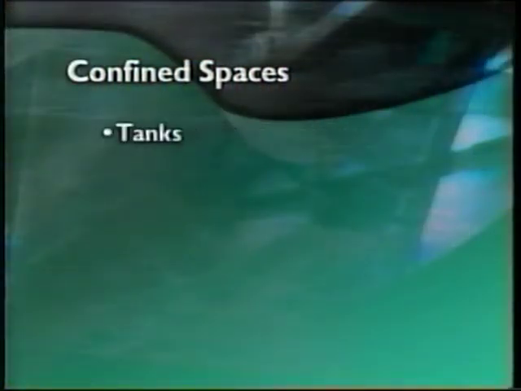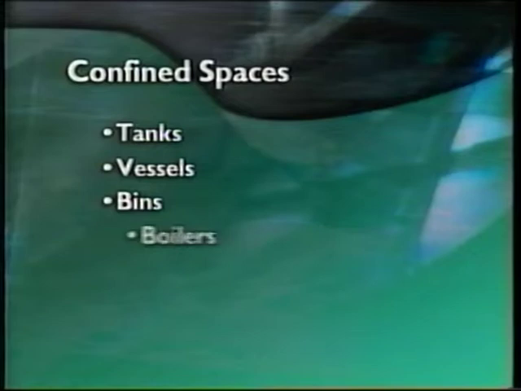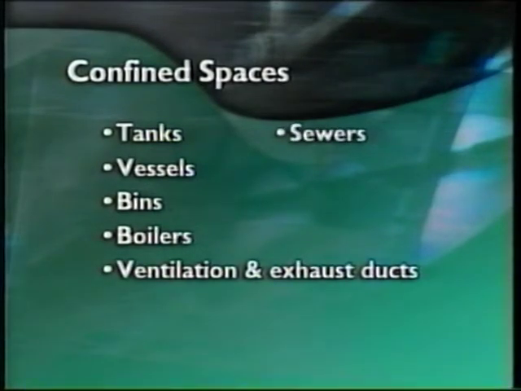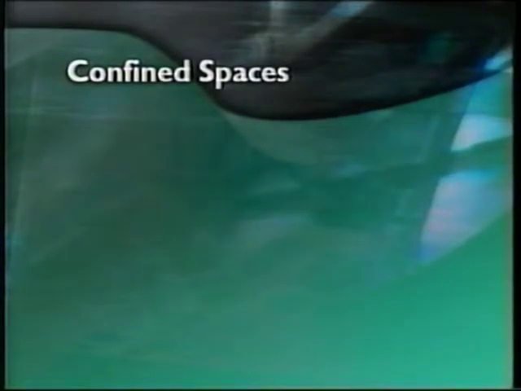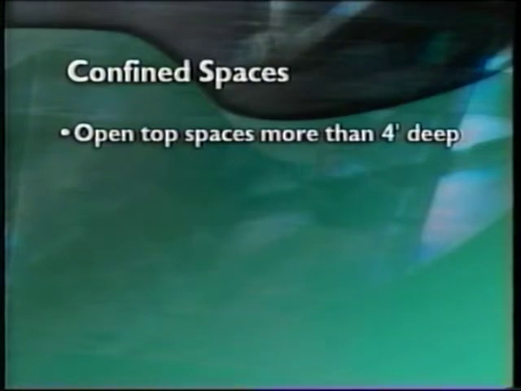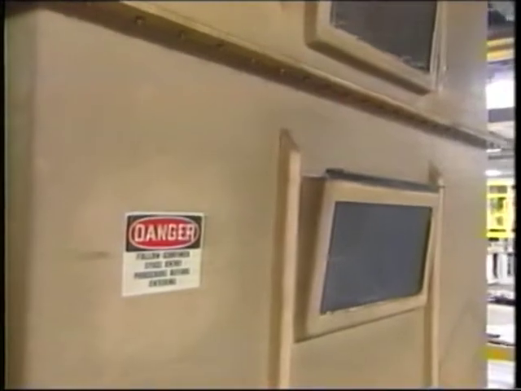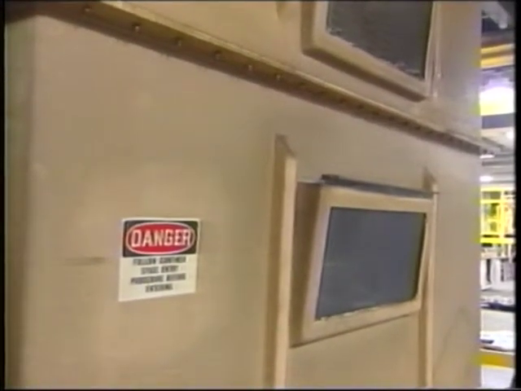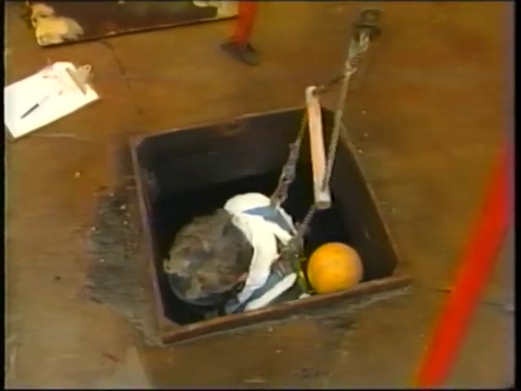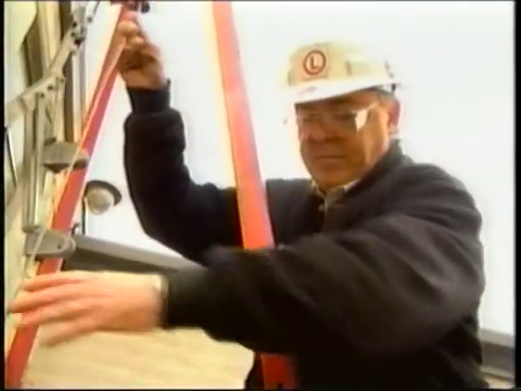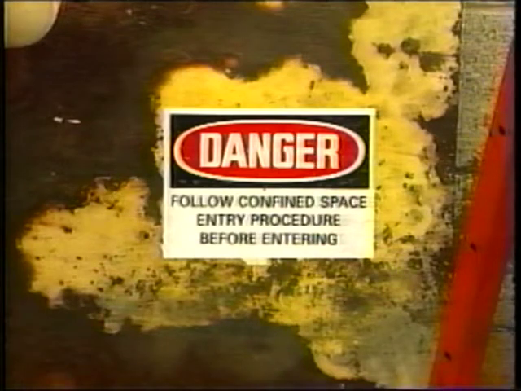Confined spaces include tanks, vessels, bins, boilers, ventilation and exhaust ducts, sewers, manholes, tunnels, and pipelines. Other examples include open-top spaces more than 4 feet deep, such as pits and tubs. Because of their limited size, confined spaces are more likely to harbor toxic or flammable contaminants, or not have enough oxygen. Only specially trained, authorized personnel can enter them, and an attendant is always required to stand by outside. If you work near confined spaces, obey the signs that identify these dangerous areas.